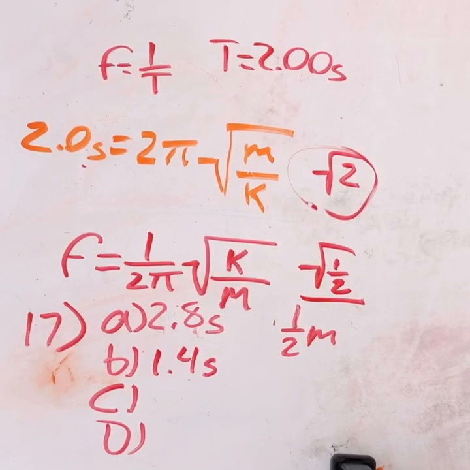Okay, now we're going to get into amplitude for C. What happens if the amplitude is doubled?